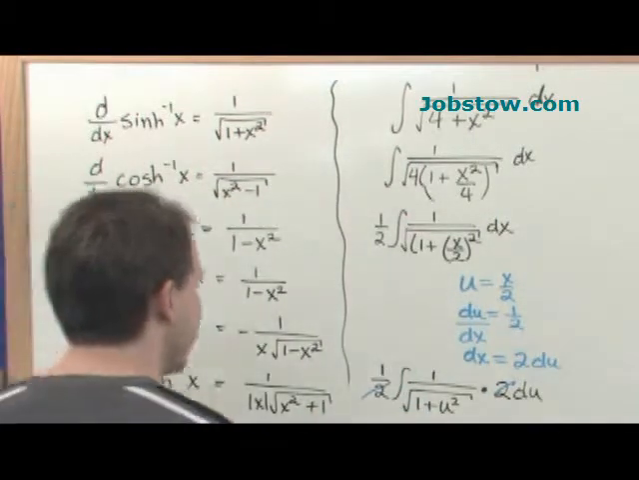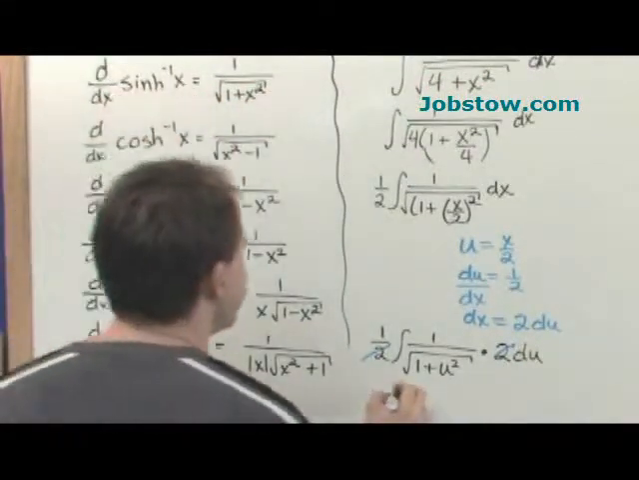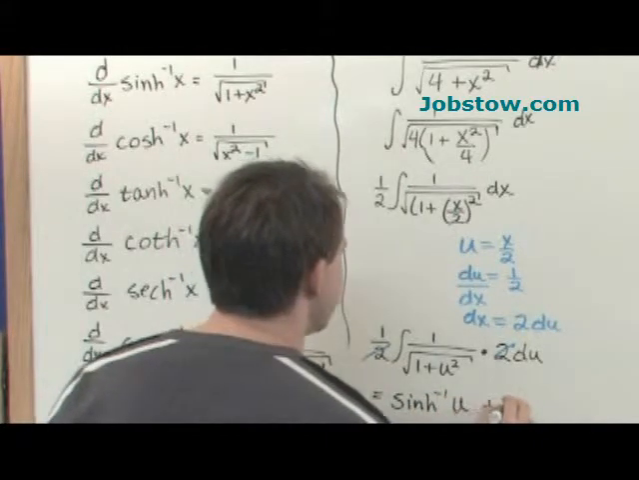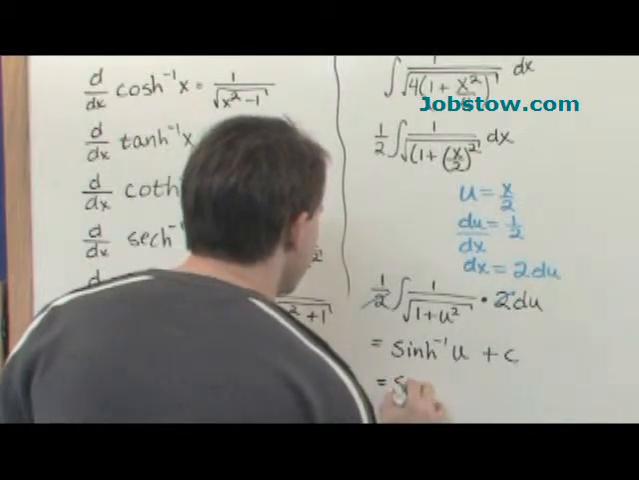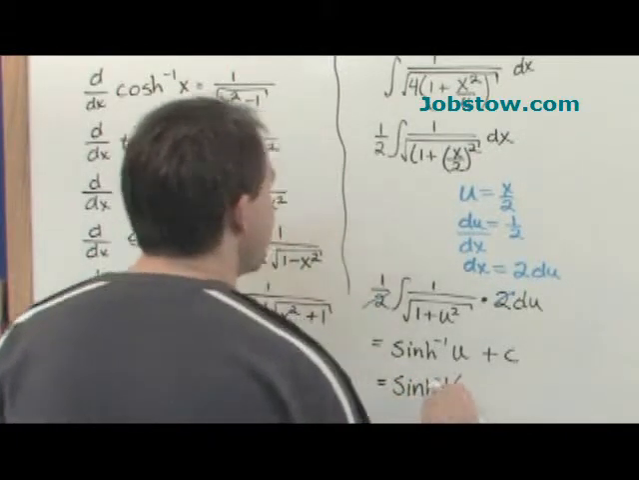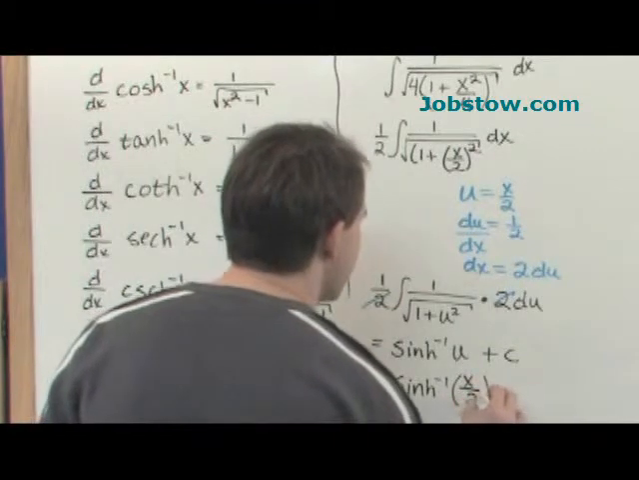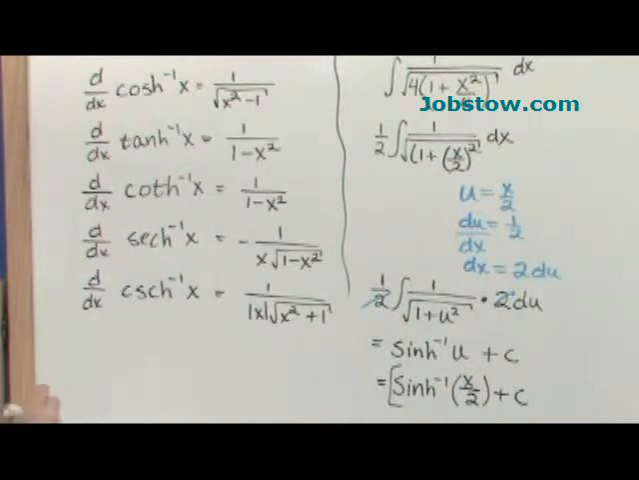So what the answer is actually going to equal, you know that the integral of this is equal to the inverse hyperbolic sine of u plus a constant, because your integral was in terms of u, and then to finish it off you just say inverse hyperbolic sine of, and you plug in what u was that you had here, which is x over 2 plus a constant. So the antiderivative of that function is inverse hyperbolic sine of x over 2 plus a constant.